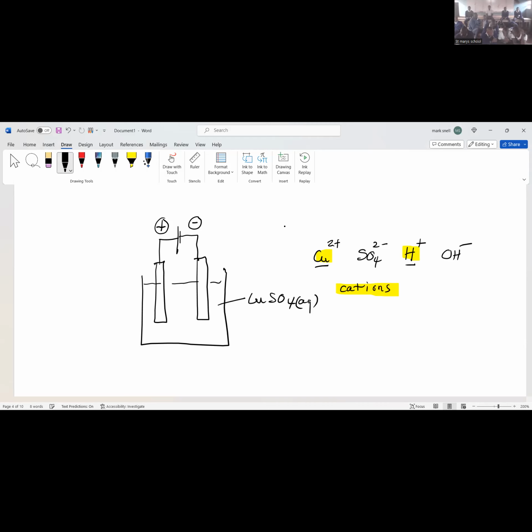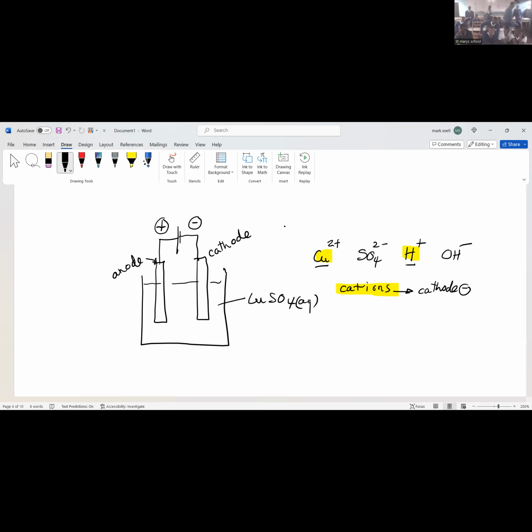Okay, and the cations will go to the cathode. So we need to identify the cathode. Now the cathode must be minus if the cations are positive. So this must be the cathode over here. Now that means that this one over here is the anode. That's good. That's easy. As soon as we've identified one, we've identified the other one.